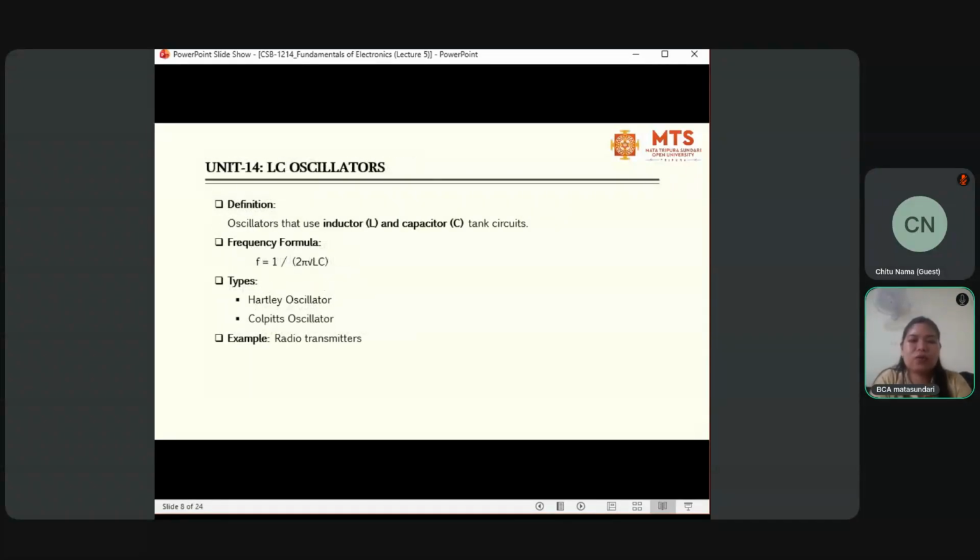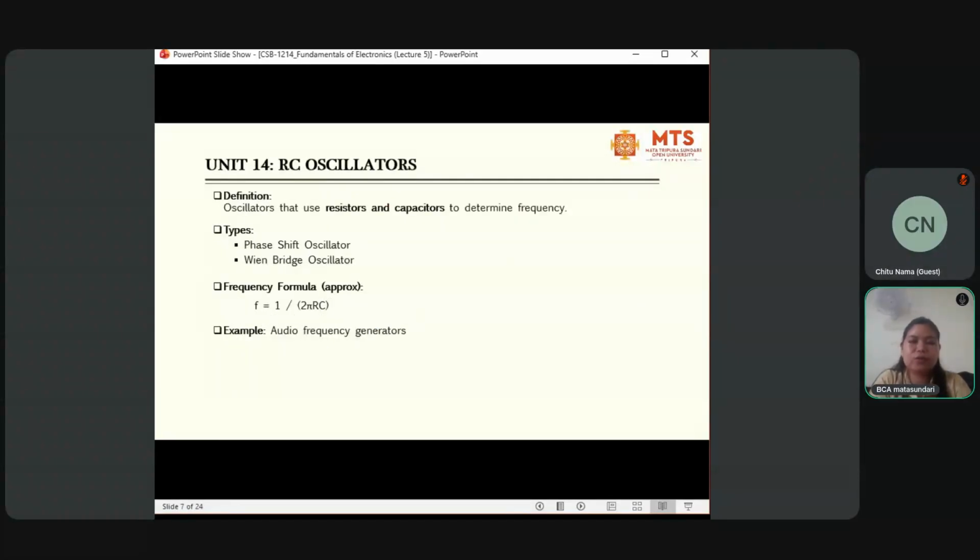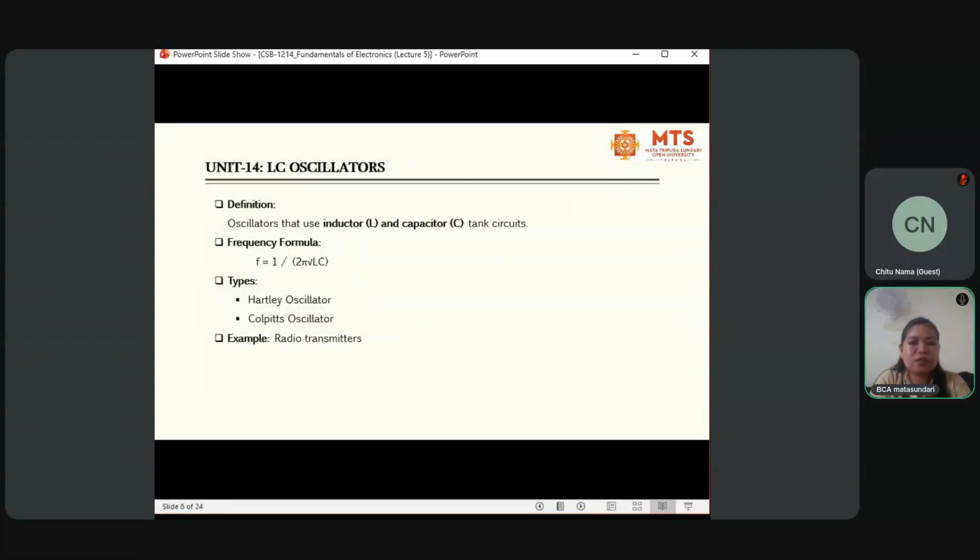Next is the LC oscillator. In RC they use resistors and capacitors. Now LC uses an inductor, that is L, and a capacitor, that is C, forming a tank circuit. Frequency formula: F equals 1 by 2 pi root over LC. Types: Hartley oscillator and Colpitts oscillator. Example: radio transmitter.